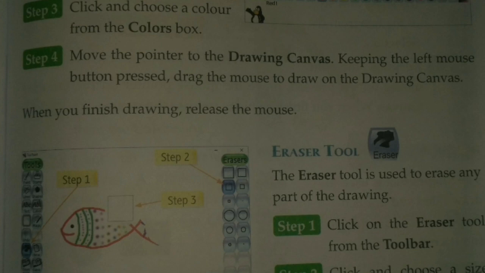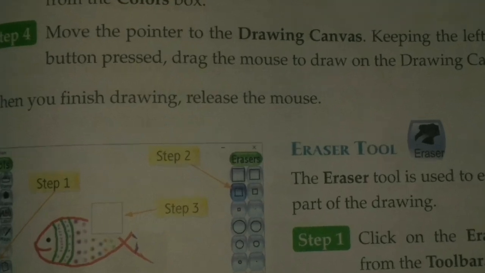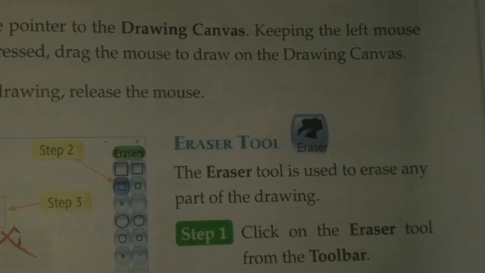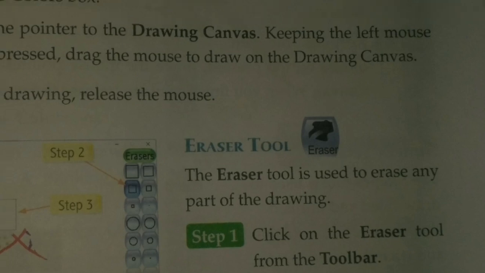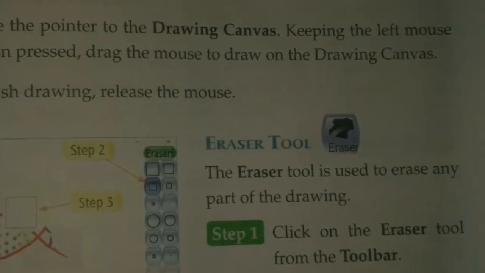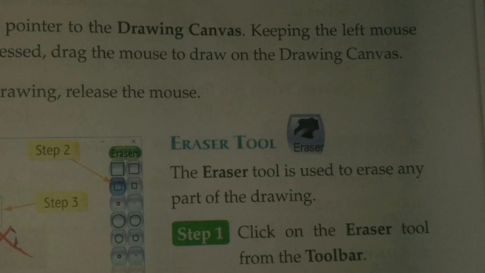Okay. So after finishing the paint tool, now we move on to the eraser tool. Once again I'll repeat, you have to study the tools in TextPaint. Okay. Then the second one is the eraser tool. So same as the paint tool, you have to select the eraser tool in the toolbox.